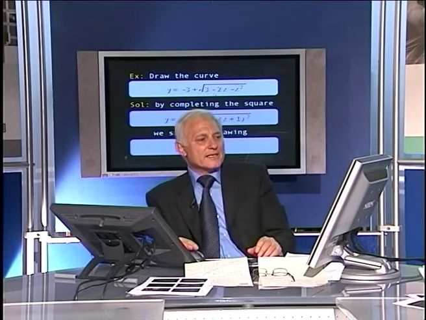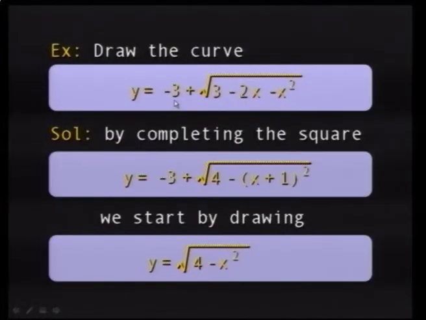For example, you want to draw the curve y is equal to minus 3 plus the square root of 3 minus 2x minus x squared. Now, this looks a little bit complicated, but this is not so, as a matter of fact. How? First of all, when you see a polynomial under the square root, you wish to do something called completing the square. What's the meaning of completing the square?